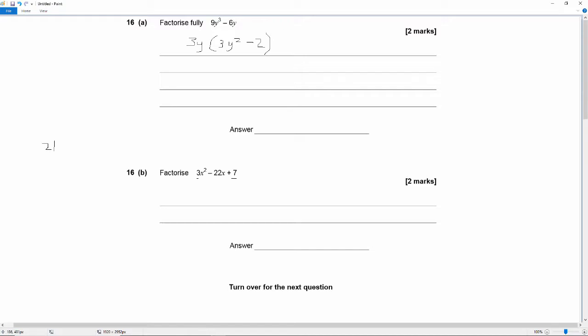So let's do negative 21 minus 1. Because if we multiply these two together, we're going to get 21. So I can rewrite this expression as 3x squared minus 21x minus x plus 7.